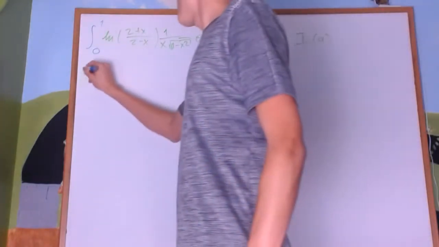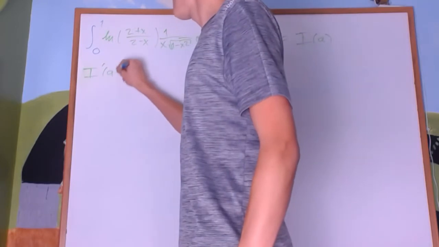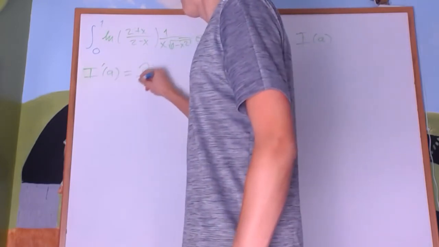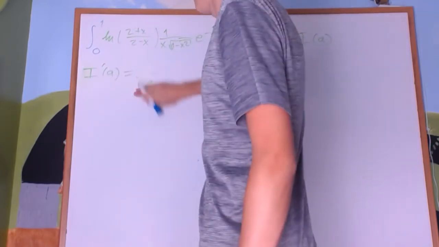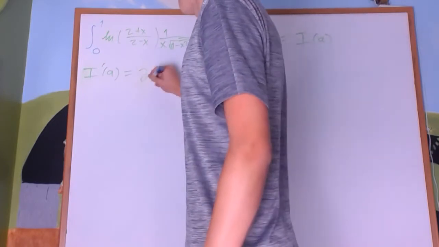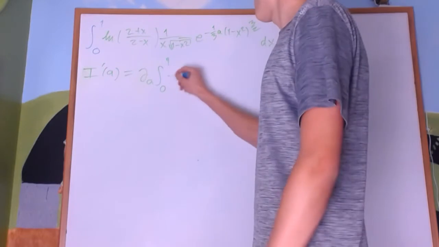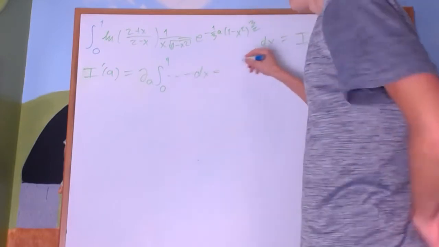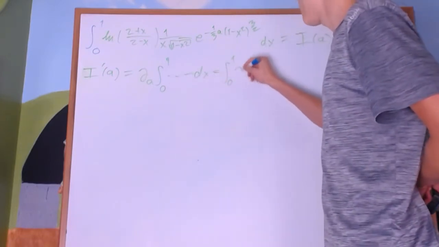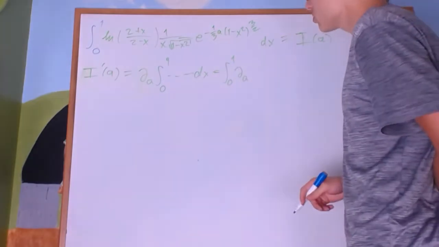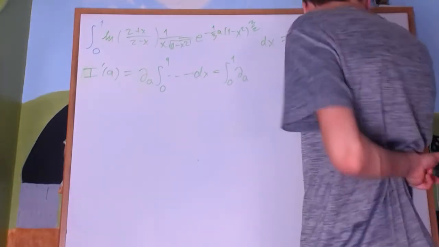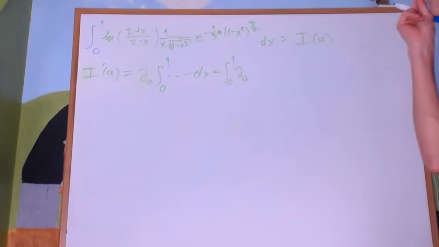Alright, then I prime of a, partial with respect to a. That was a joke. Okay, dx. Then I can switch it out via the Leibniz rule. And then... that was so weird.